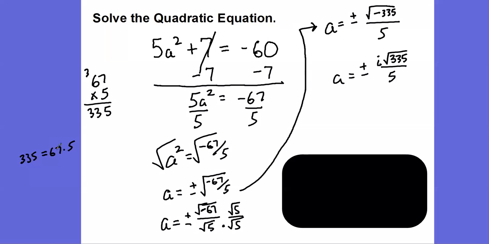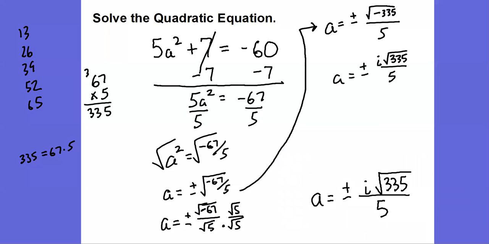9 isn't going to work. 11 isn't going to work. What about 13? Is 13 going to work? Well, let's count by 13s here. So we have 13, 26, 39, 52, 65. I think it's going to be safe to say here that we cannot reduce this root 335. My final answer is a equals plus or minus i root 335 all over 5.